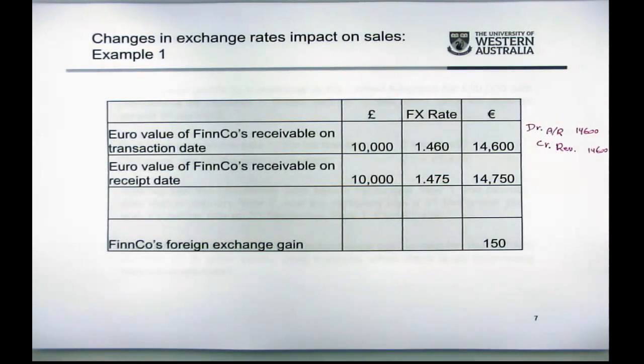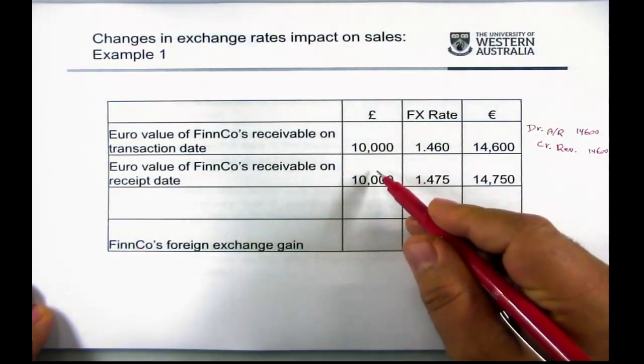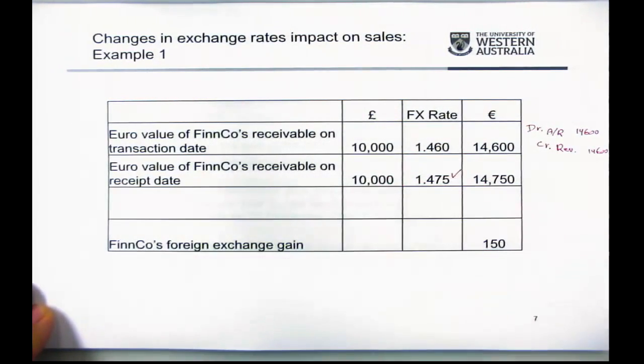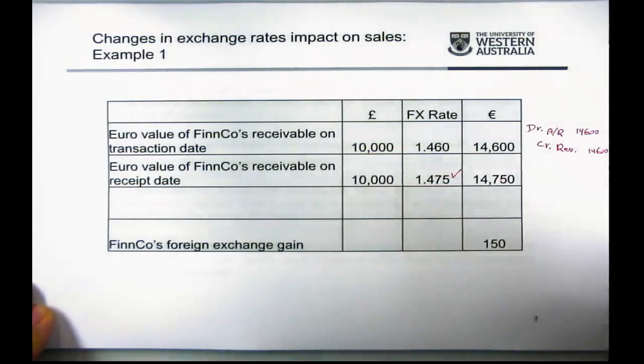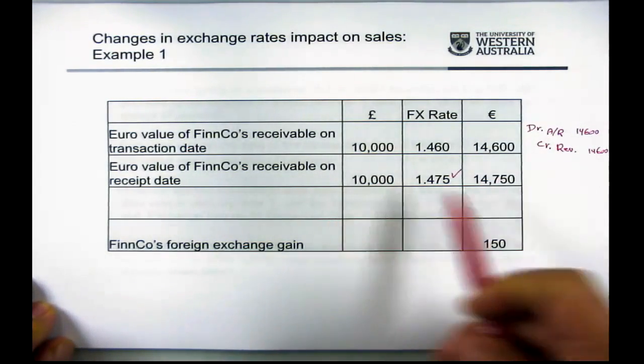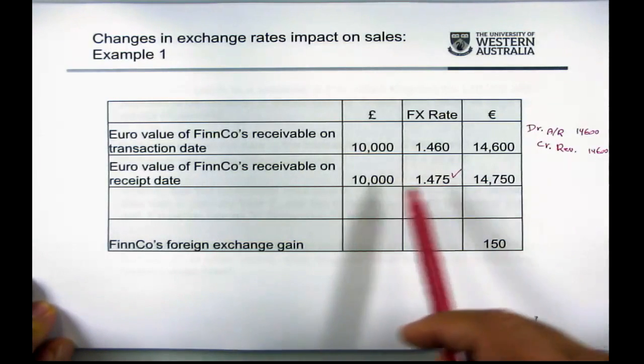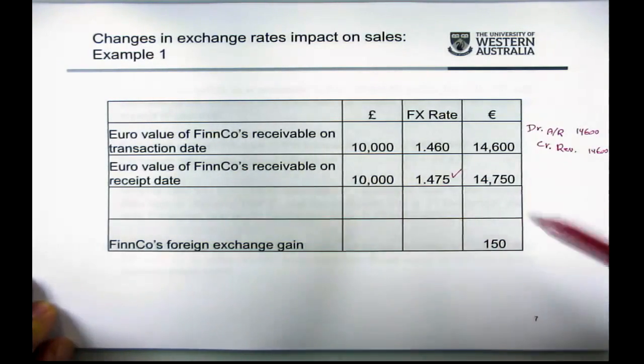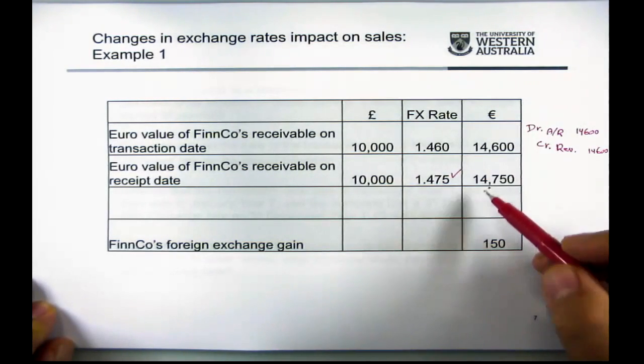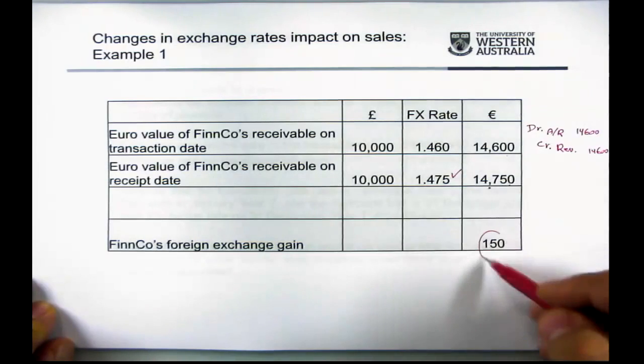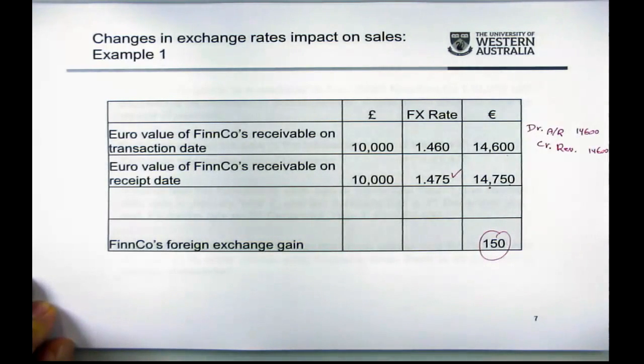Okay, you remember the principles of accounting and entry recording. Now on the payment date, the firm will receive the same amount in pounds, 10,000, but the exchange rate at that time is assumed to be higher than the exchange rate on the transaction date. So when the firm converts the pounds into euros, the firm will receive 14,750. So there is an increase. This minus this is 150.